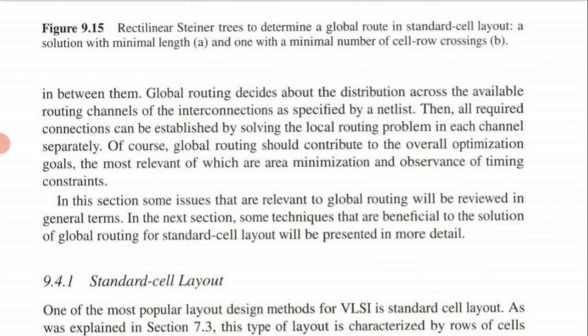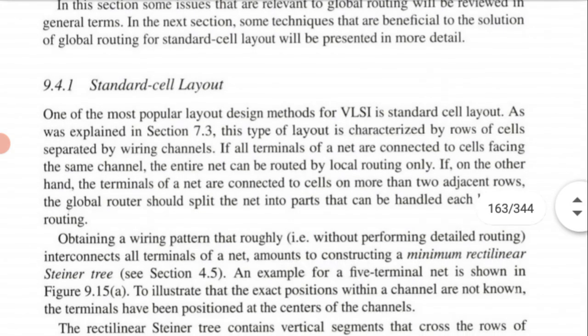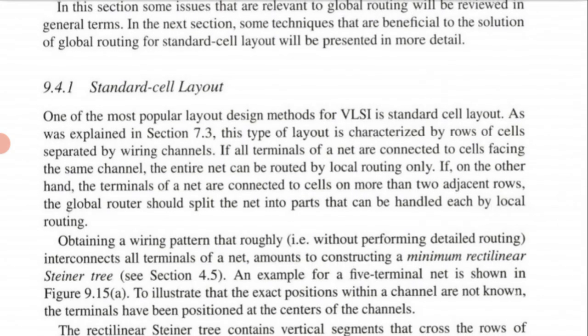Next, standard cell layout. First we are doing the placement, right? After the placement only we are able to route anything. Partitioning, placement, routing, everything is there. At the end of the placement problem, we know the location of each cell is fixed. The location of each cell in a row is fixed.